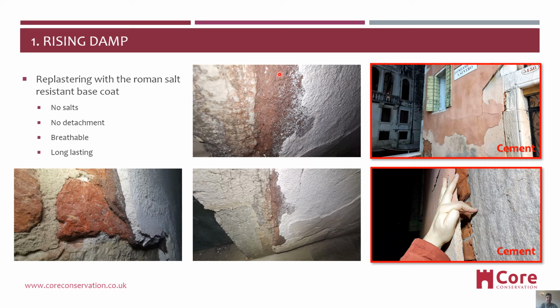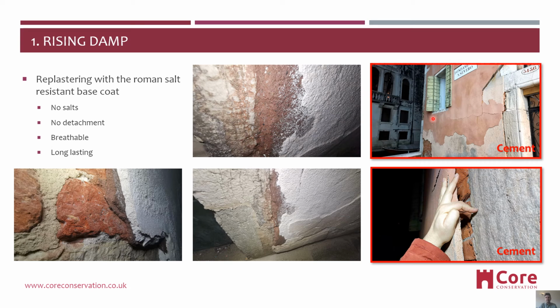For example, if we apply this Roman salt resistant base coat, we can see the color is a dark color based on the natural materials. It stays there, bonds very well to the fabric, protects the subsequent coat. Now here, this is Venice. All these pictures have been taken in Venice, but the salt spray and the rain and everything else takes a toll of the plaster. But as you can see, the base coat stays intact.